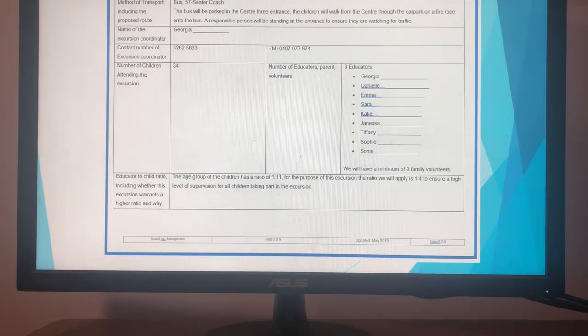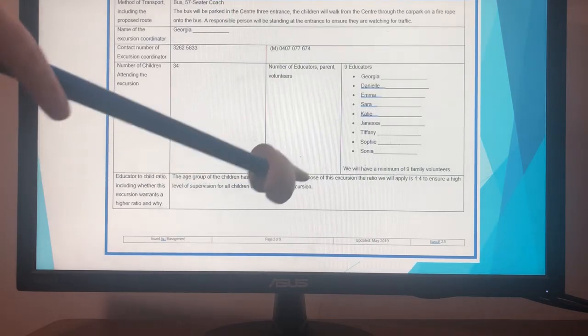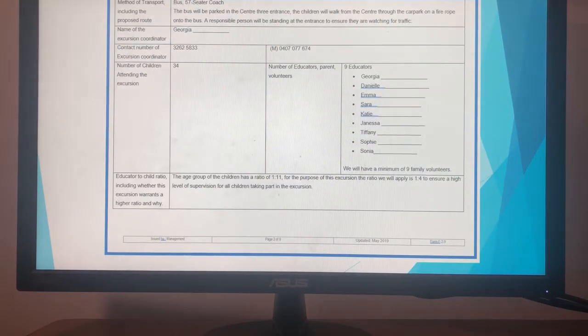Also then we've got the educator to child ratio, including whether this excursion warrants a high ratio. So in regards to ratios for excursion, that is up to the centre manager and the support manager's decision. So for this one, we've gone to a 1:4 ratio because of the higher risk of that excursion.